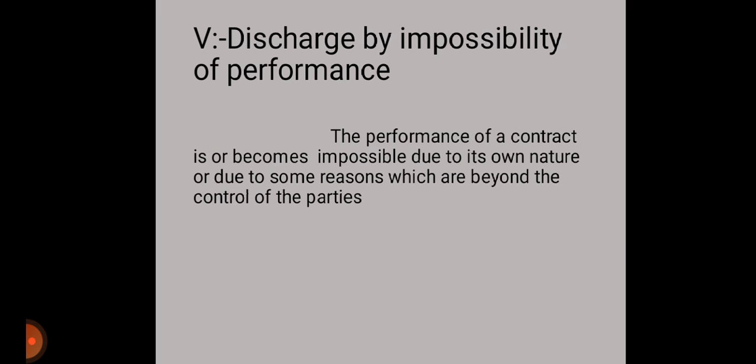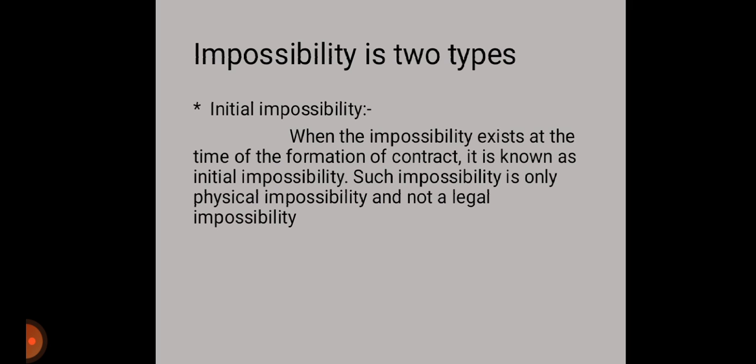Next, discharge by impossibility of performance. Discharge of contract by impossibility of performance usually occurs when the contract cannot be performed because of death, illness, or a reason caused by the other party. Impossibility is of two types: initial impossibility and subsequent or supervening impossibility. Initial impossibility indicates an impossibility at the time of the formation of a contract. It is known as initial impossibility.